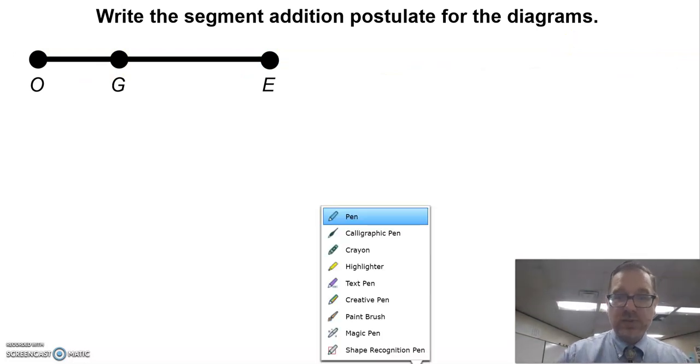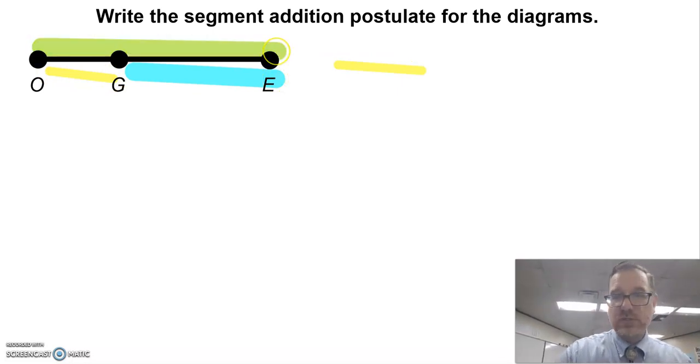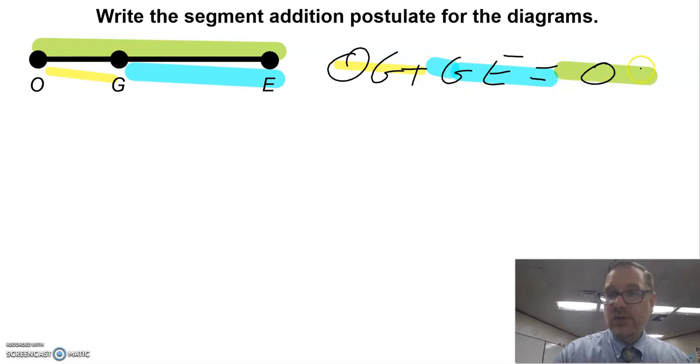If I mix the letters around, the order of the letters doesn't matter as long as I've got 3 collinear points. I can say front part plus back part equals whole thing. I forgot to put the blue up there at the same time. So the length of OG plus the length of GE equals the length of OE. Boom. Easy peasy.